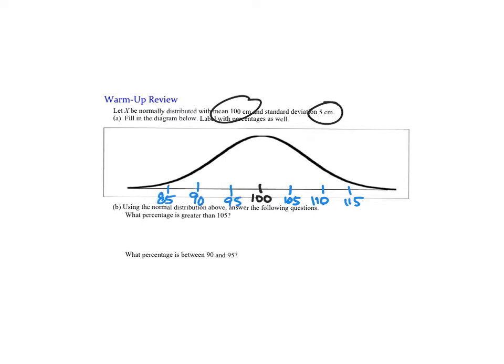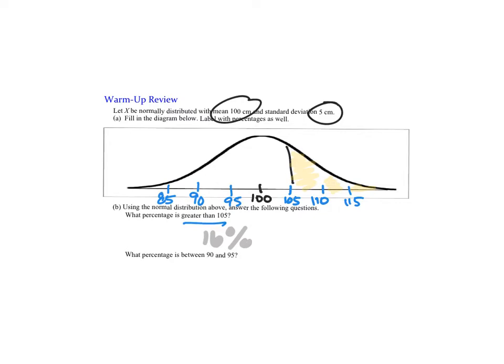Okay, then using that, I'm going to figure out what percentage is greater than 105. Well, we were given percentages in our last meeting. This percentage was 13.5, and this one was 2.35, and this was, I believe, 0.15. So it's going to be a total of 16%.